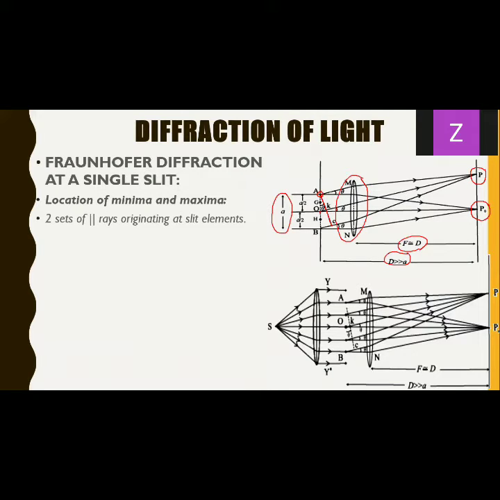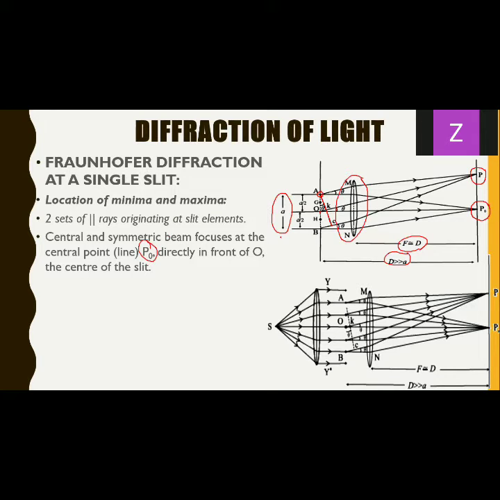So what do we get? Just like before, we have already seen this slide. Again, let's go into the details of that. We have two sets of parallel rays. One goes along the slit AB and one is slightly at an angle theta. Both of them intersect at P0 and P respectively. The central beam, the central point we consider P0, is directly in front of O and acts as the center of the slit. You can see there is a straight line exactly in front of the center of that slit.